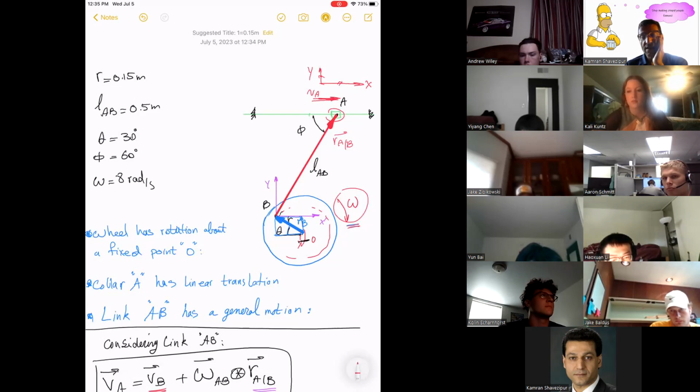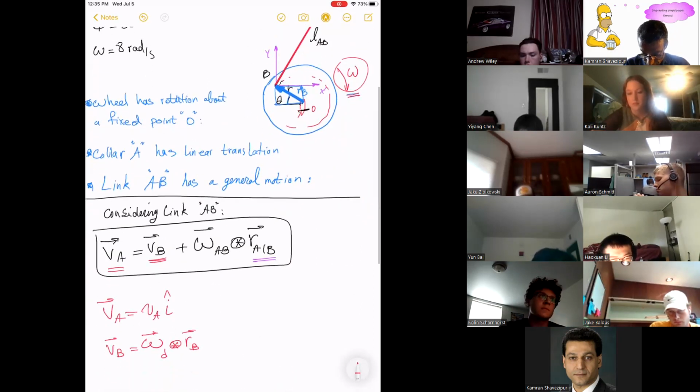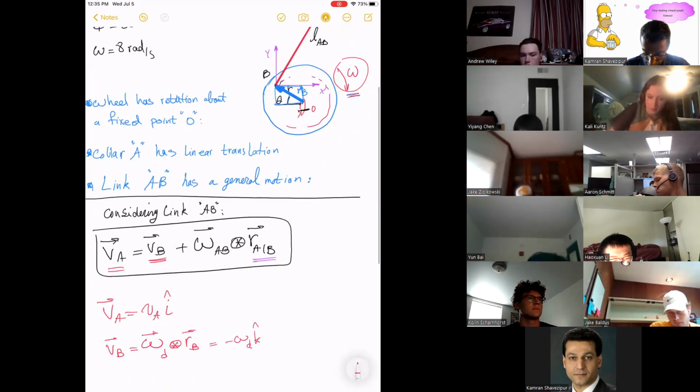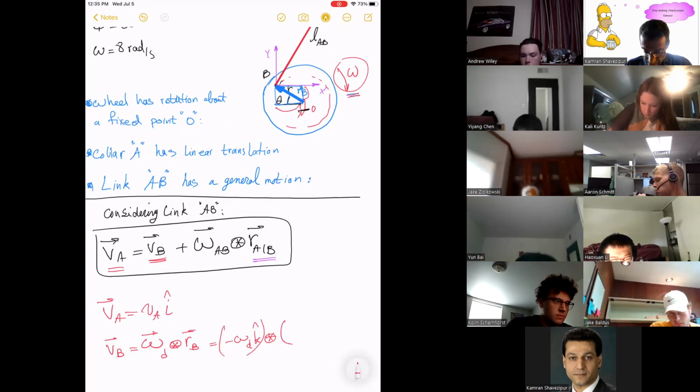Would it be negative? Negative, because if I put my hand like this toward the omega, my thumb goes toward the plane, so it's going to be negative. So this is going to be minus omega D K cross RB. RB has a negative X and positive Y component, which means if the length of that vector is R, it's going to be minus R cosine theta i plus R sine theta j.